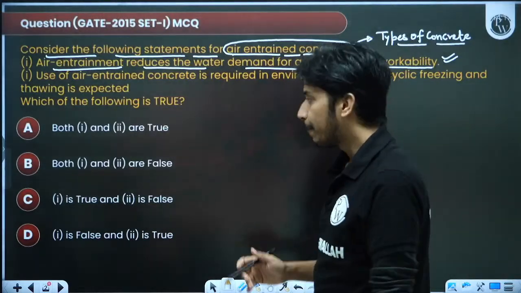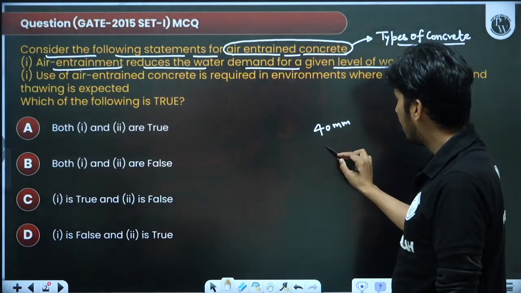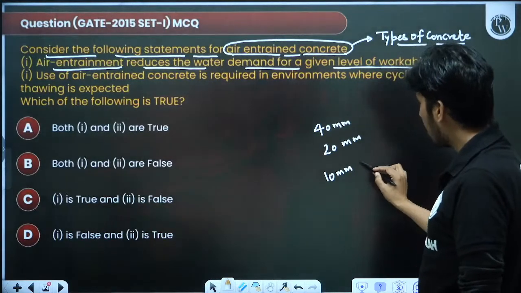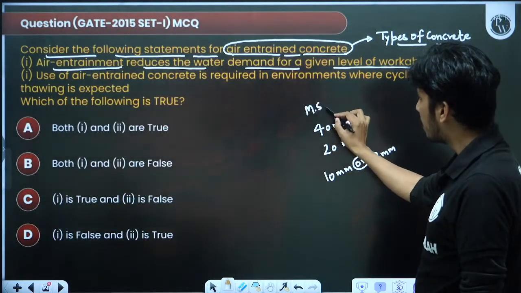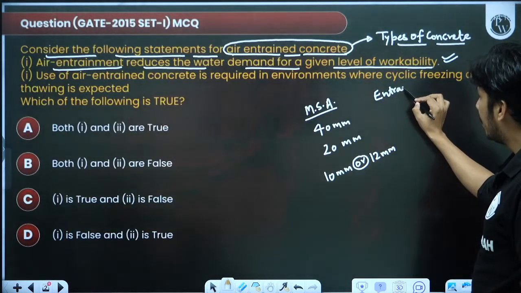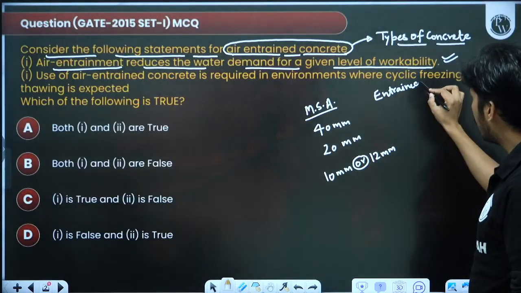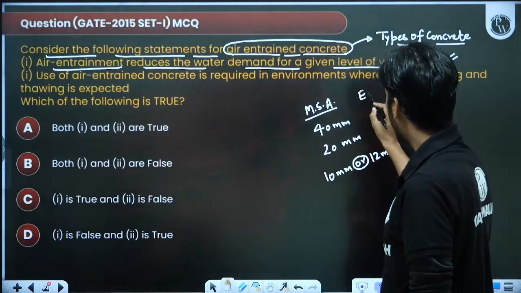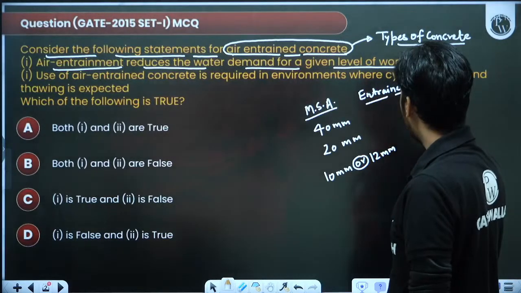That is why we generally say, if you have 40 mm aggregate, 20 mm aggregate, or 10 mm or 12 mm aggregate, this is the MSA, maximum size of aggregate. What we say is that we have to incorporate some entrained air. If you do not incorporate this entrained air, what will happen? Your concrete will not have good workability. So there is also a requirement of entrained air. How much entrained air is required?